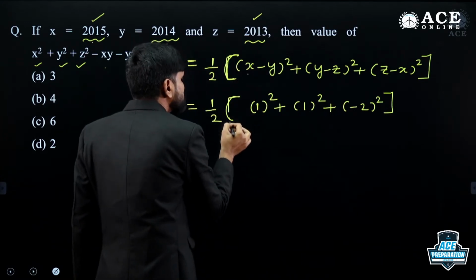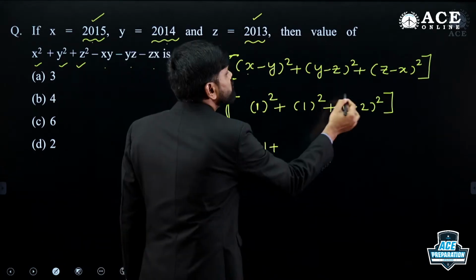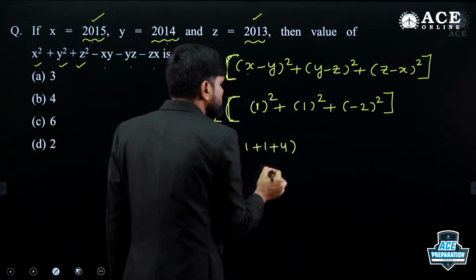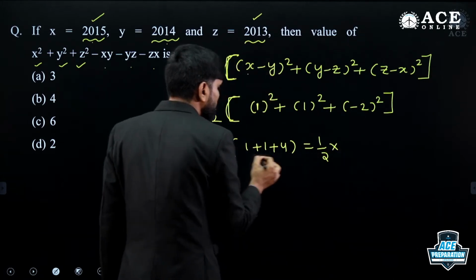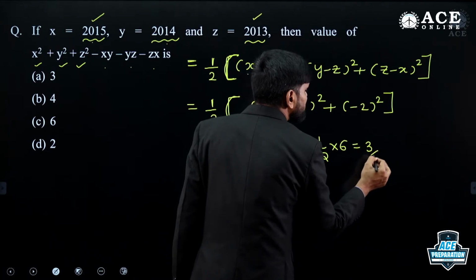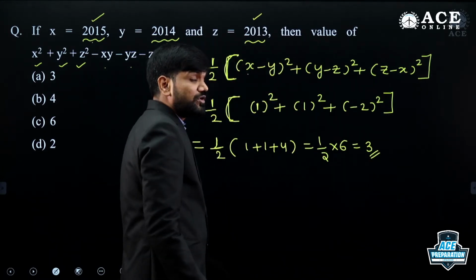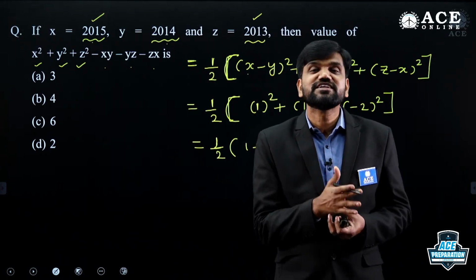Right dear? On simplifying this one, this gives you what? Half into, 2 whole square is 4. This is giving you how much, dear? Half of this total is coming out to be 6. That should be equal to how much? 3. So knowing the formula is different, and knowing where to apply that particular identity is something that you have to master.